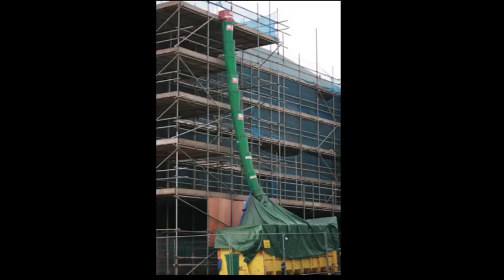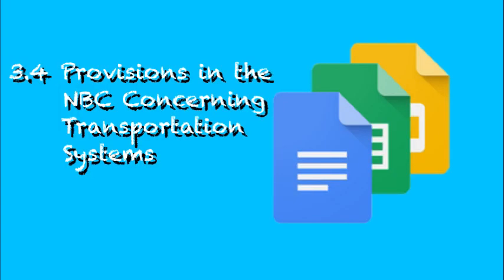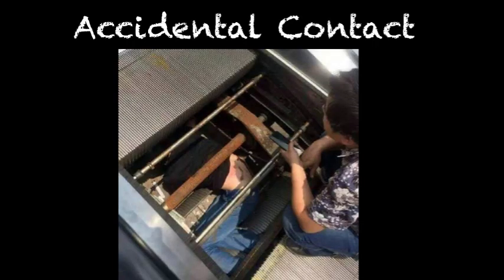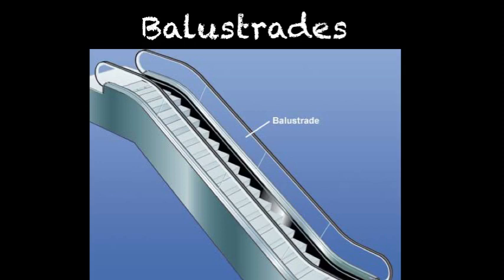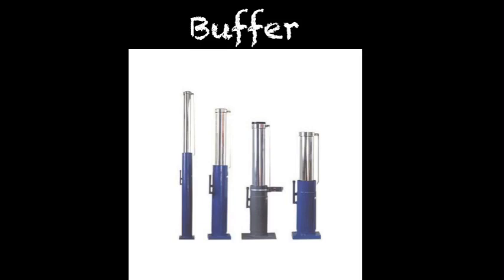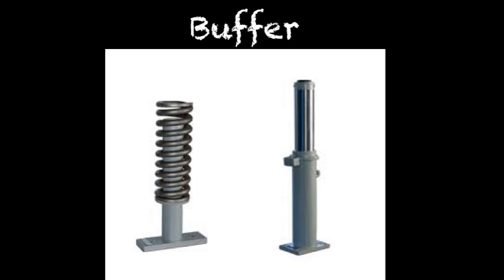Chapter 3.4: Provisions in the National Building Code concerning transportation systems. Accidental contact: any inadvertent physical contact with the power transmission equipment, prime movers, machines, or machine parts which could result from slipping, falling, sliding, tripping, or any other unplanned action or movement. The balustrades: the frame on either side of the moving steps of an escalator. The buffer is a device designed to stop a descending car or a counterweight beyond its normal limit of travel by absorbing and dissipating the kinetic energy of the car or the counterweight.